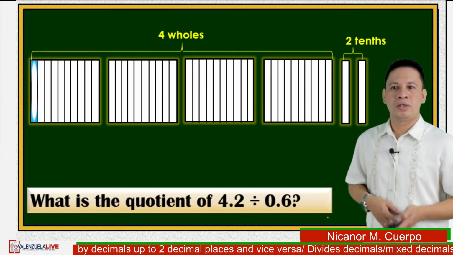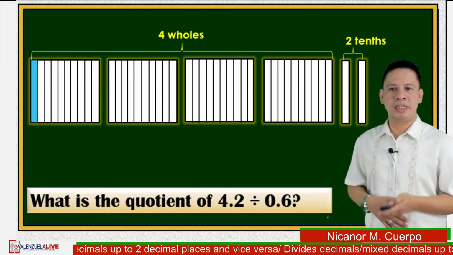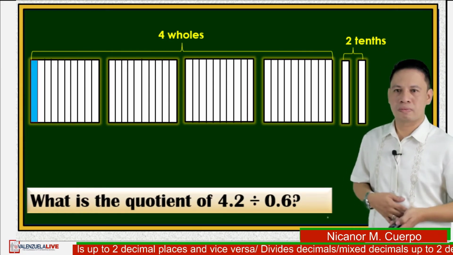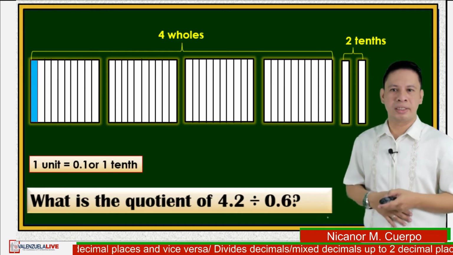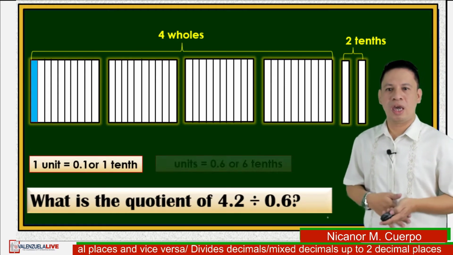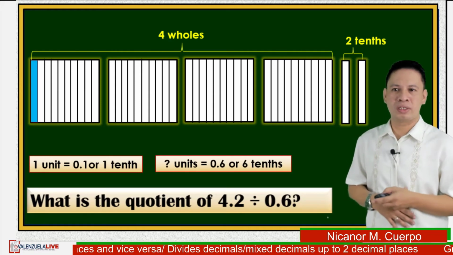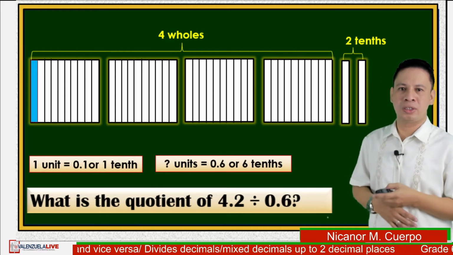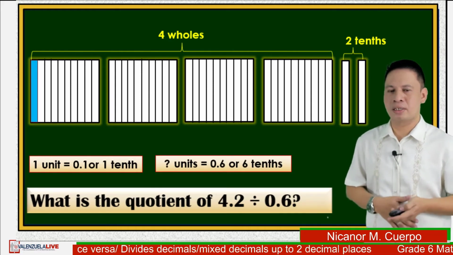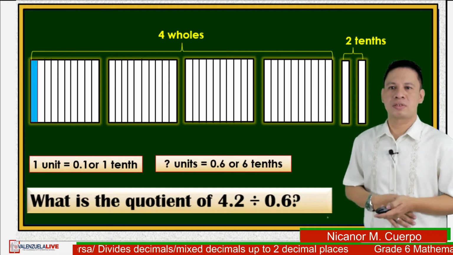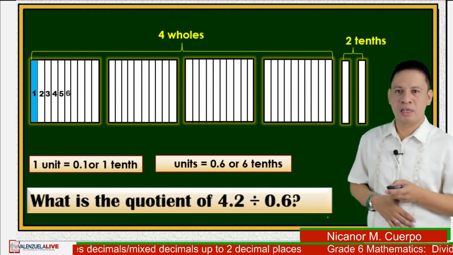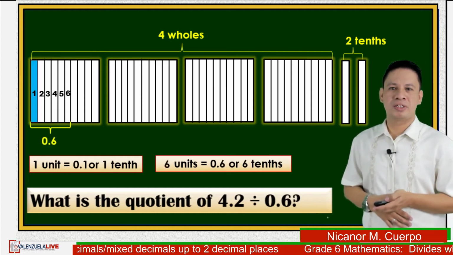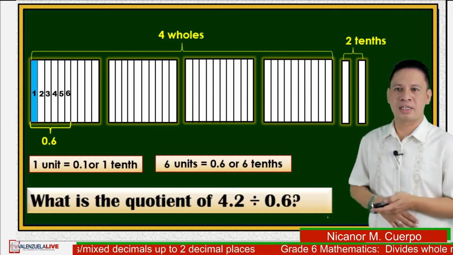Okay. So what decimal number is equivalent to 1 unit? Correct. 1 unit is equal to 1/10. If 1 unit is equal to 1/10, how many units do you need to make 6/10? Correct. You need 6 units to make 6/10.